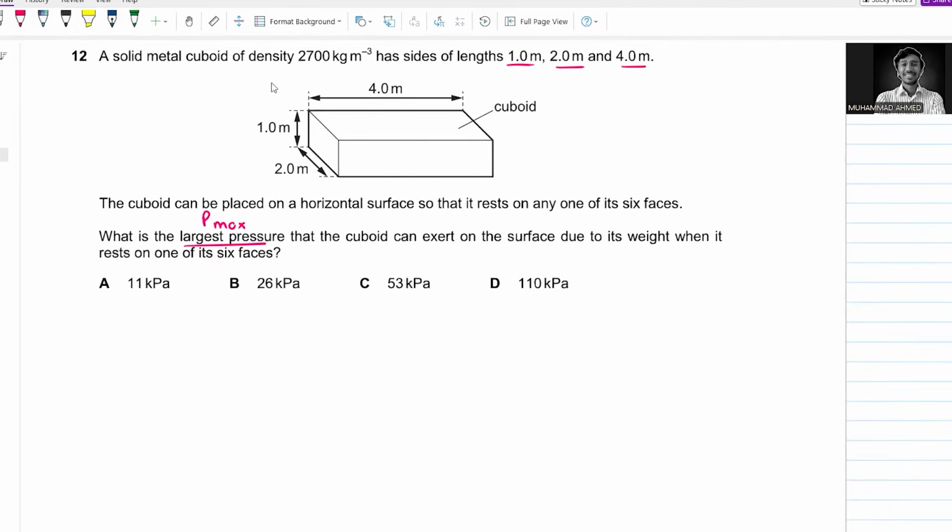First of all, are you provided with density? Yep, 2700. Do you know the volume? Yes. How will you find the volume? Length into breadth into height. What is the length? 1. Breadth? 2. Height? 4. What does your volume come out to be? 8 meter cube. Can you calculate the mass, children?